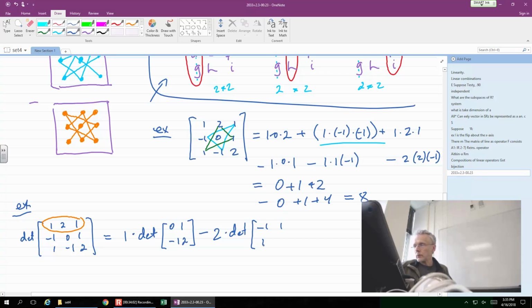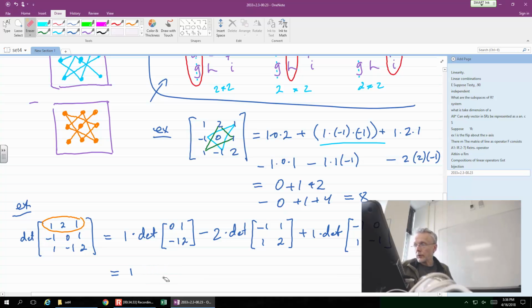Negative 1, 1, 1. Okay, and the last one is 1 times the determinant of what's left, negative 1, 0, 1, negative 1. Okay, so we know how to compute determinants here. So this one will be minus 1, right? I'm sorry, it's plus 1. It is just 1, yeah.